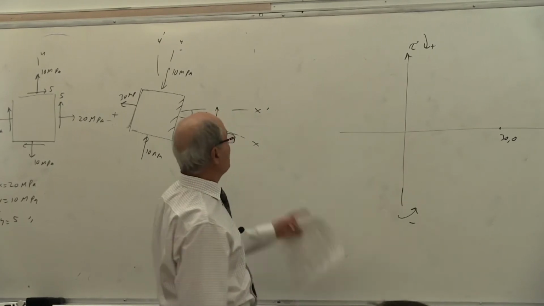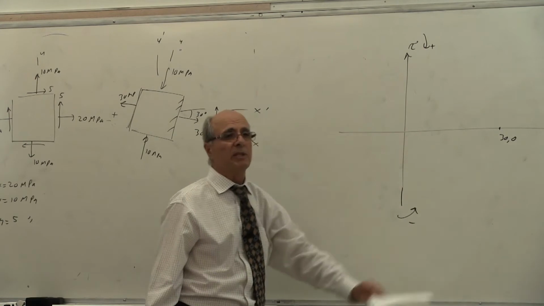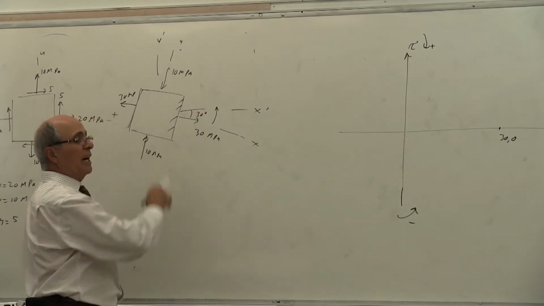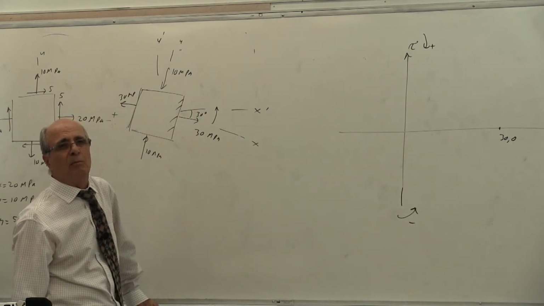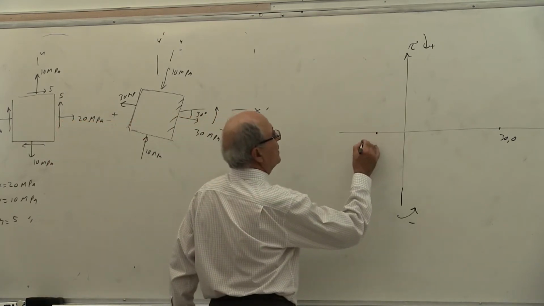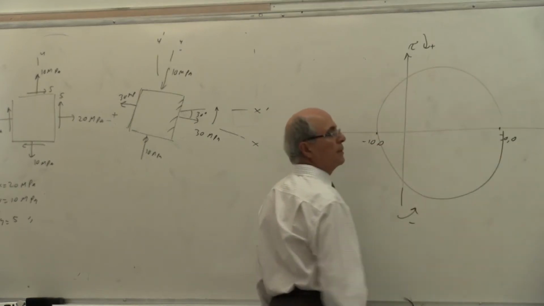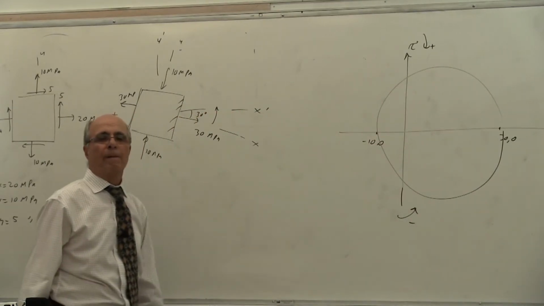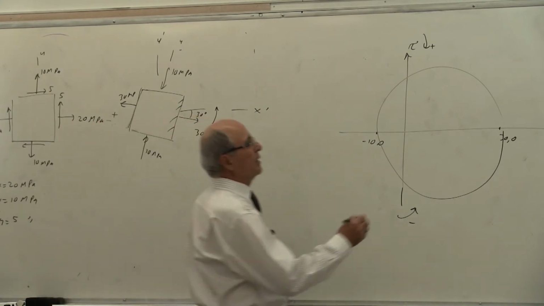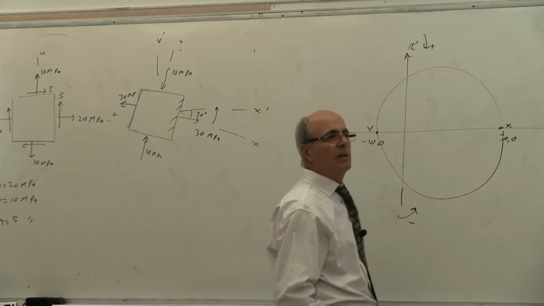Because this is principal stress after all. Yes or no? Principal stress should be on this one. And the other side we have minus 10 and 0. And this will be your circle. So, correct? But don't forget, this is x, this is y.